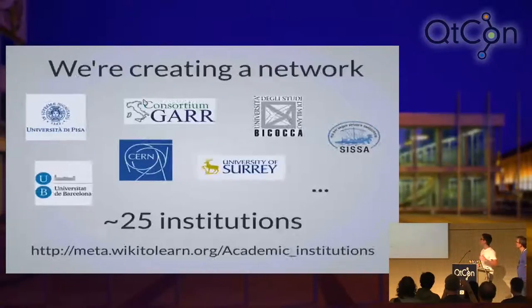For what concerns academic participation and academic contributions, we have created, also thanks to the Horizon 2020 project, a list of more or less 25-30 institutions that are collaborating with us. Here you can see a few of them, and on our meta page you can see the whole list of academic contributions. We are trying to create an academic and research network of high quality to expand WikiToLearn all around the world.